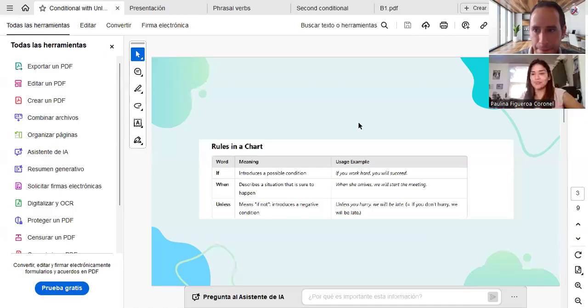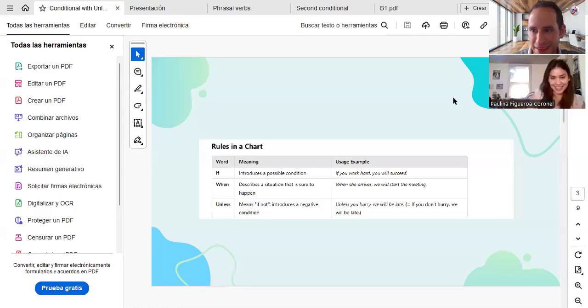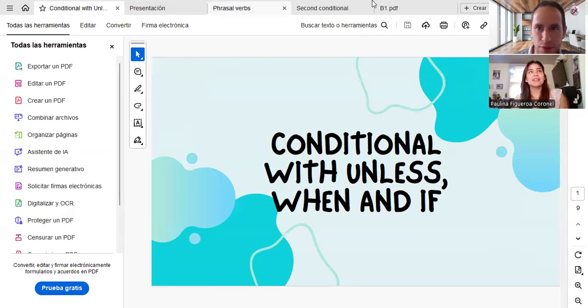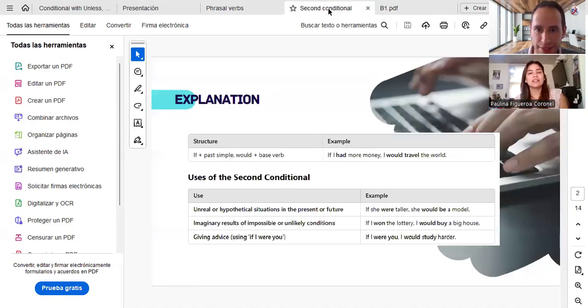Okay, Paulina, let's start. We need to start. So, the idea today is to start reviewing the topic of last class. This means yesterday, right? So let's check what we started yesterday, Paulina. I forgot it, I think. Okay, no worries. So we started two topics. The first one was second conditional, right? Let me show you.